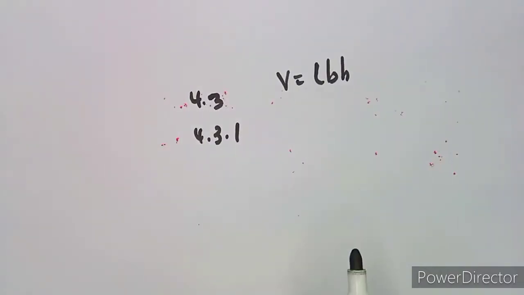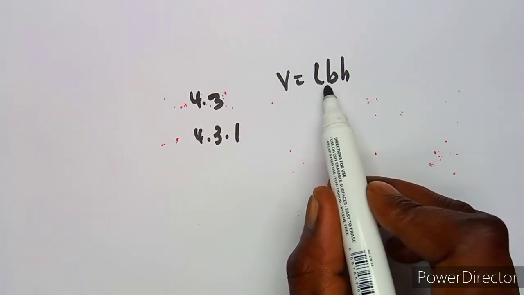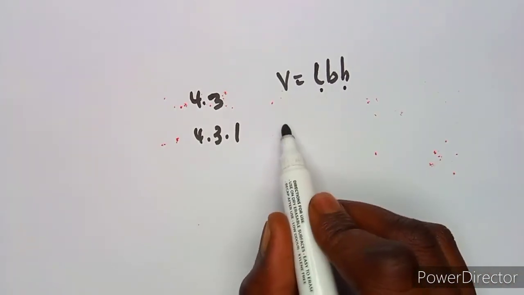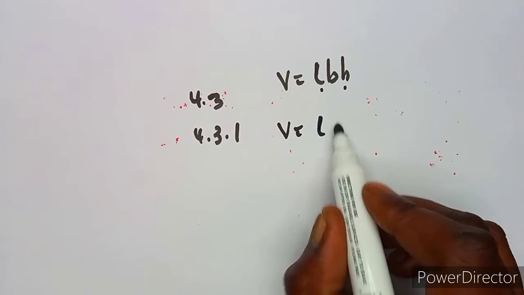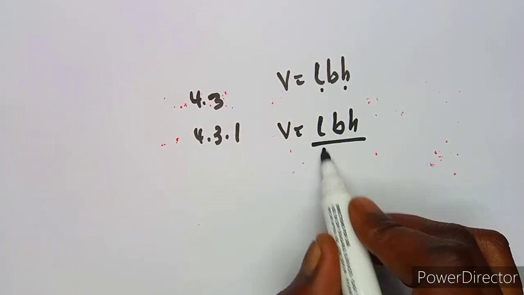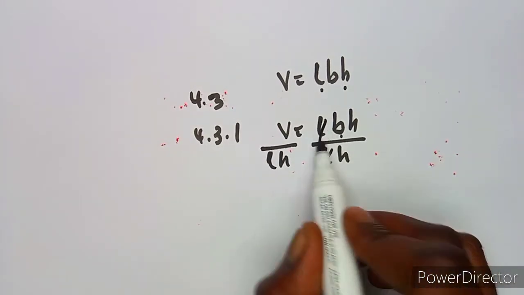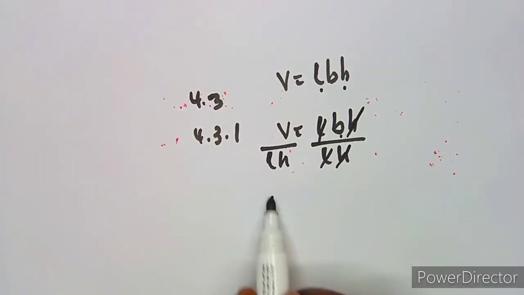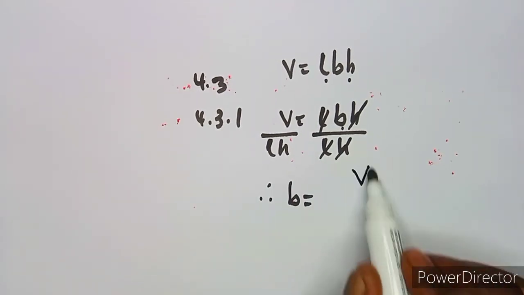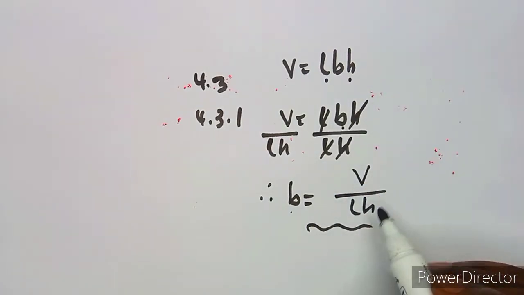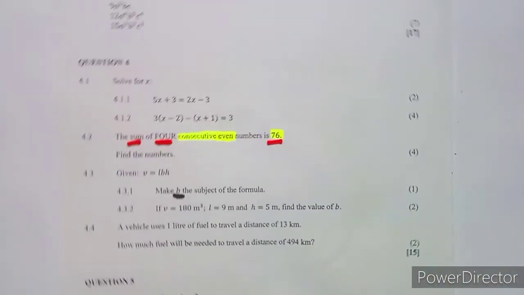So this is direct, guys. What is happening? L and H are multiplying, so you can actually divide. So V is equal to LBH, so you can divide by LH. Since we want to make B the subject, you divide by LH. So this can cancel, this can cancel. Therefore, B will be equal to V over LH, like this. So that is going to be your B, because what you need is to make B the subject, and you are multiplying, so you can simply divide.